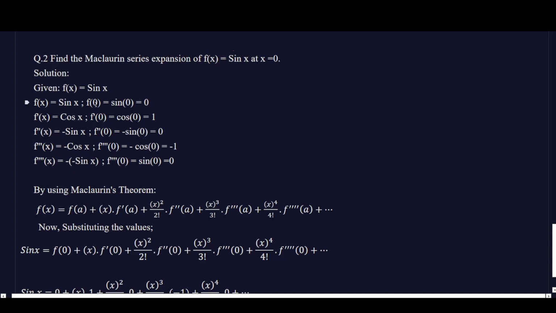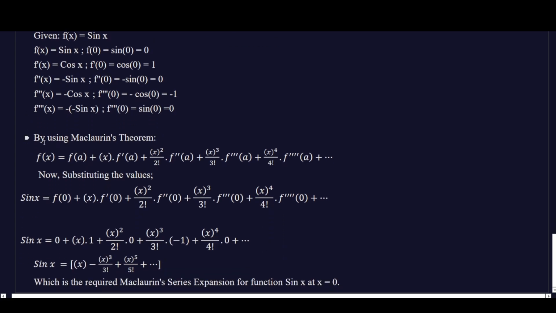Substituting x equals 0 in place of x, we get f of 0 equals sin 0, which equals 0, f dash 0 equals cos 0 equals 1, f double dash 0 equals minus sin 0 equals 0, f triple dash 0 equals minus cos 0 equals minus 1, f 4 dash 0 equals sin 0 equals 0.